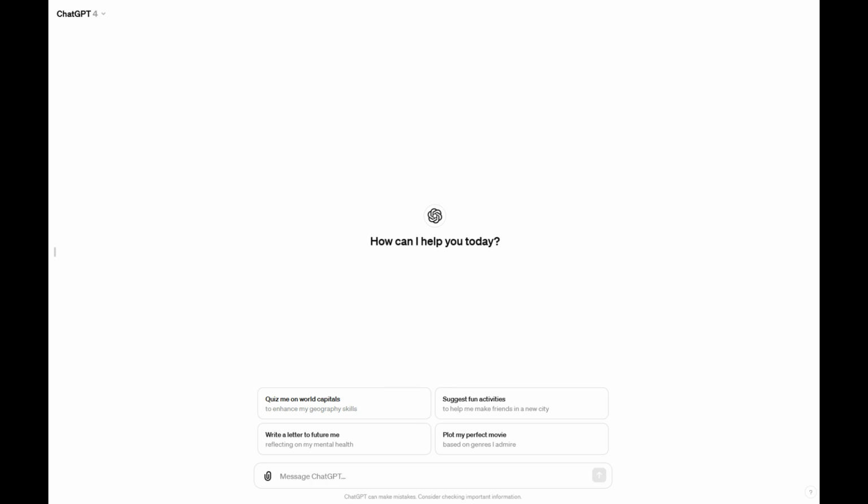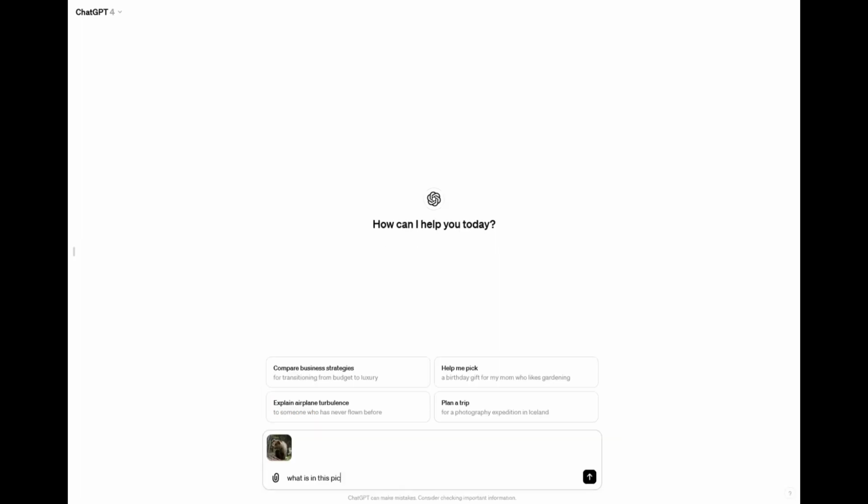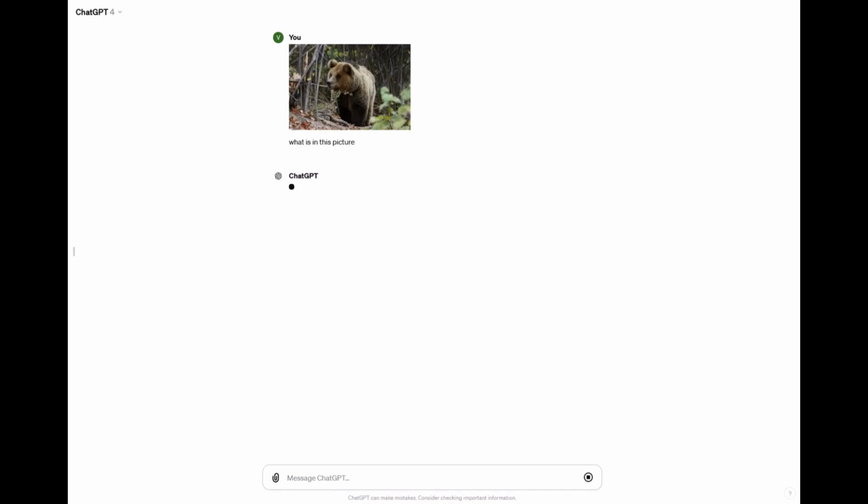First up, let's kick things off with a picture of a bear. I'm going to upload the image and see how ChatGPT handles it. Can it recognize the bear and tell us some cool facts about it? ChatGPT should be able to identify the bear and give us a little info on its species, habitat, and behavior. Perfect. ChatGPT recognized the bear and even shared some cool bear facts.